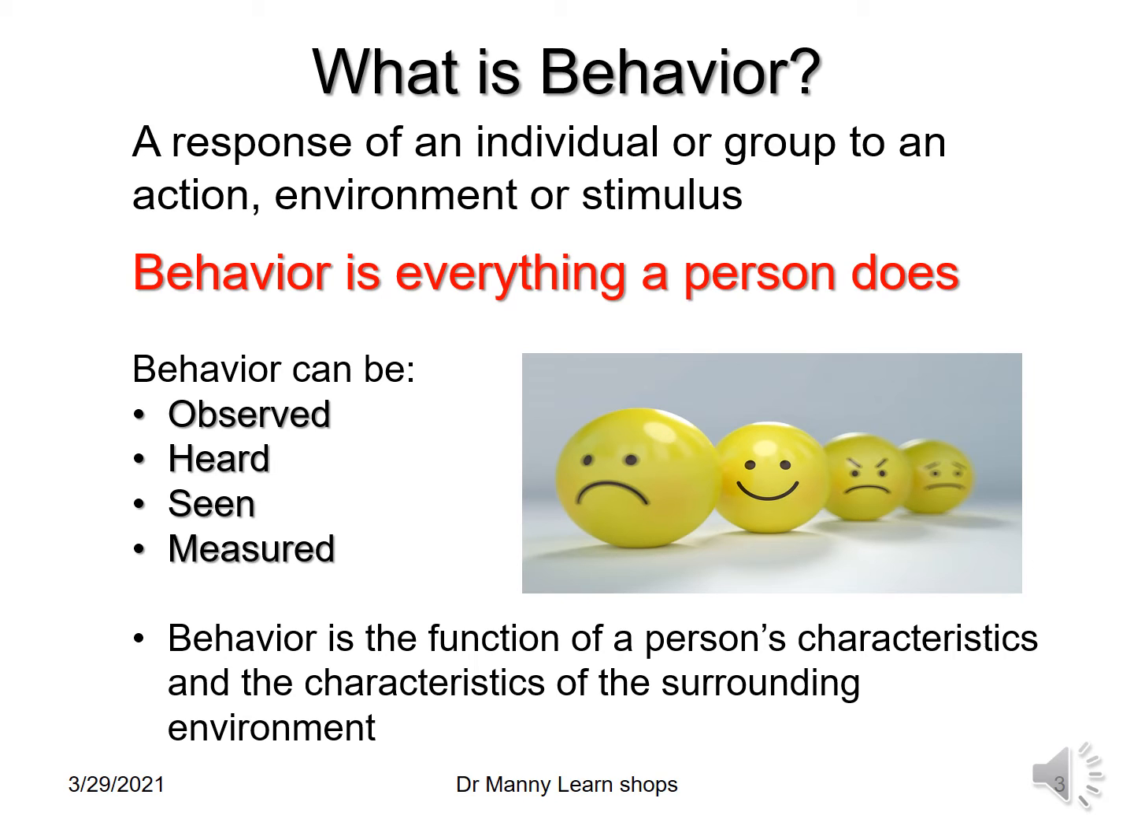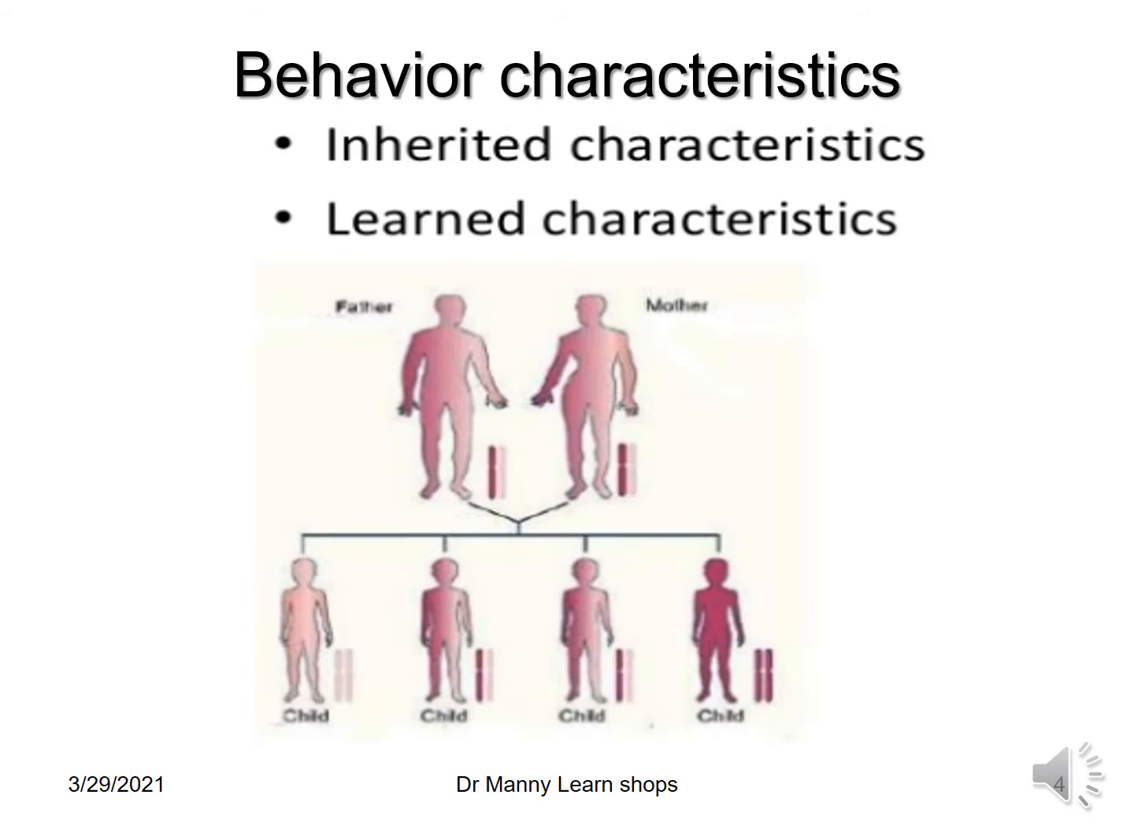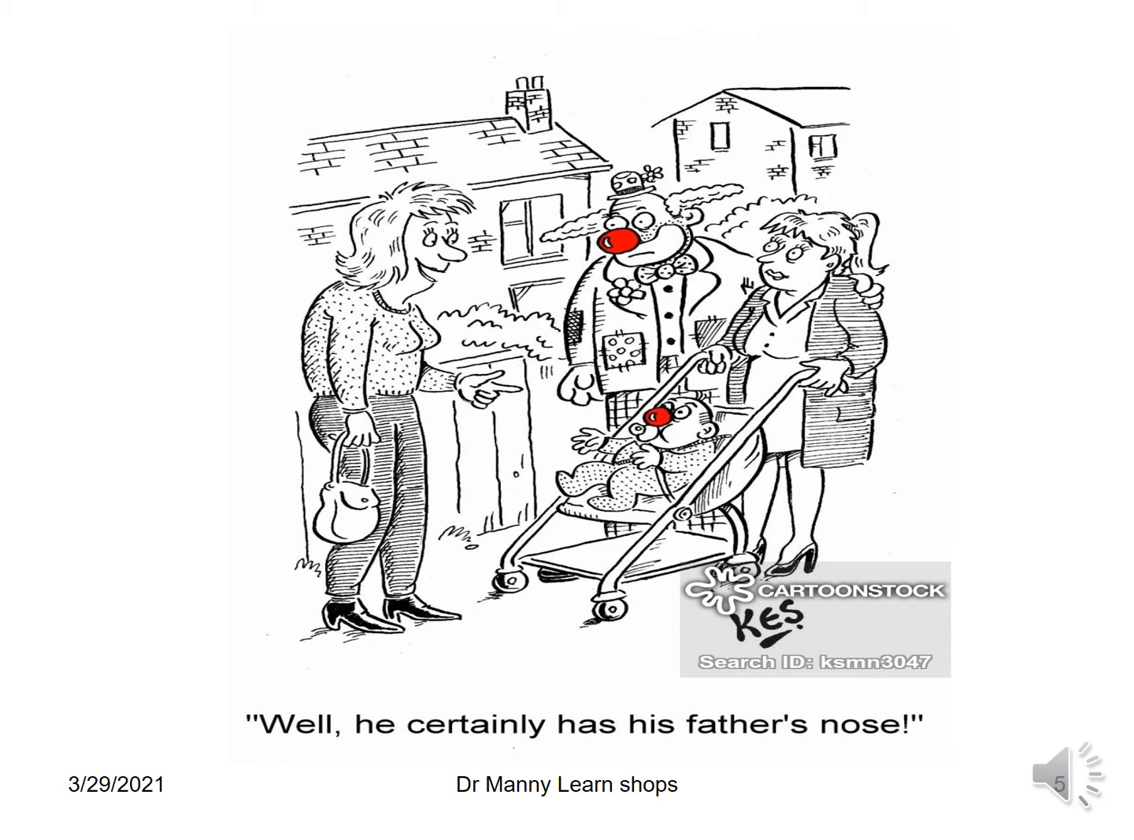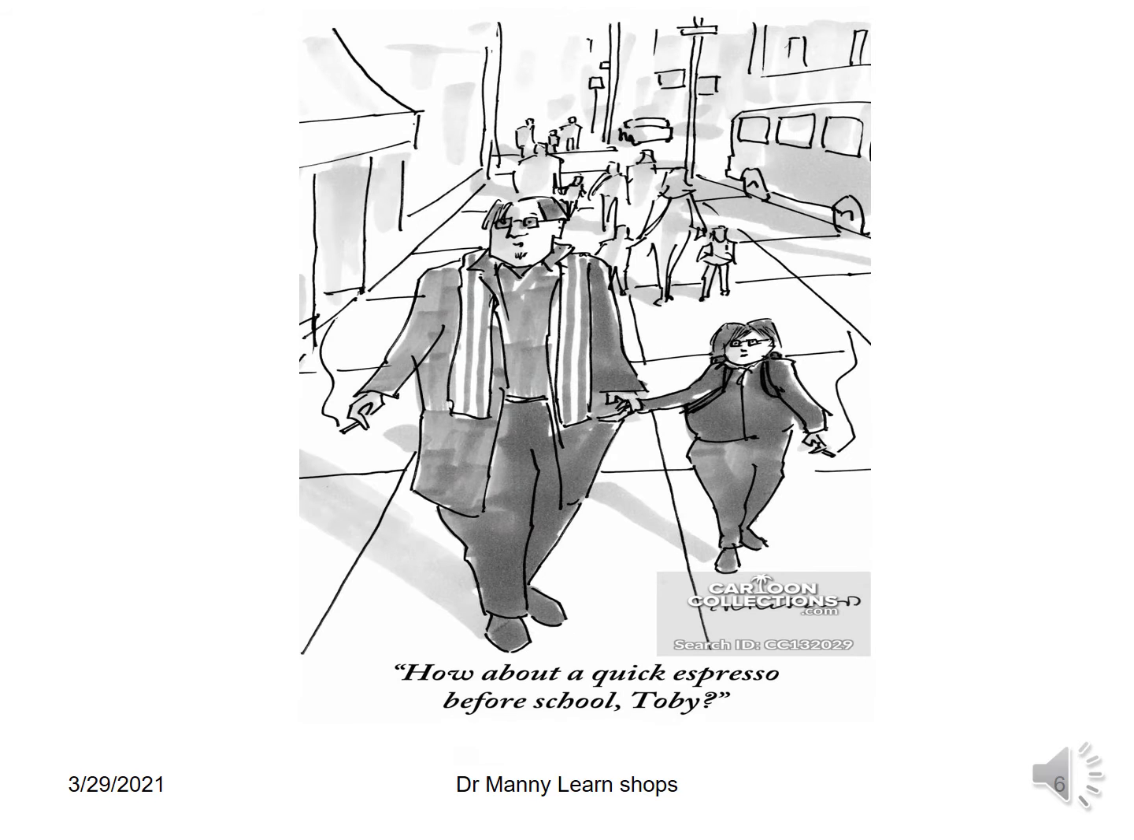And you all probably already have an idea of what behaviour is. Behaviour can be classified in relation to certain characteristics. Behaviour can be inherited, or behaviour can be learned. Look at this example. Well, this is an inherited behaviour, possibly. Well, he certainly has his father's nose. Or it can be learned. How about a quick espresso before school, Toby? The father says to the son. And you look at the child's behaviour compared to the father's behaviour.